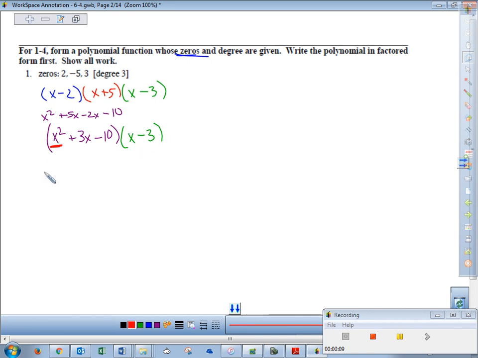X squared times x is x cubed, and x squared times negative 3 is negative 3x squared. Then I lightly cross him out to realize I have used you. Right? Done with you, Mr. X squared. You need to now take 3x times every green guy. So 3x times x is 3x squared. And 3x times negative 3 is negative 9x. Right? Done with you. Finally, negative 10 times all that stuff, negative 10x plus 30.